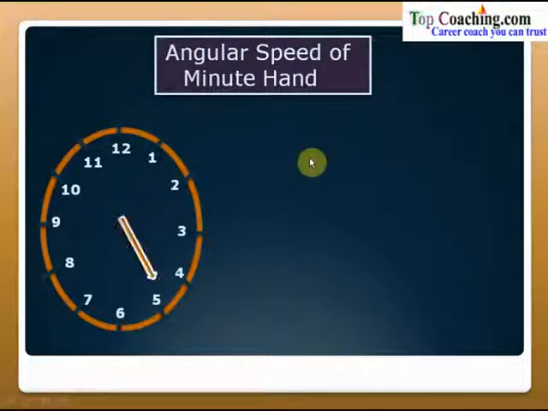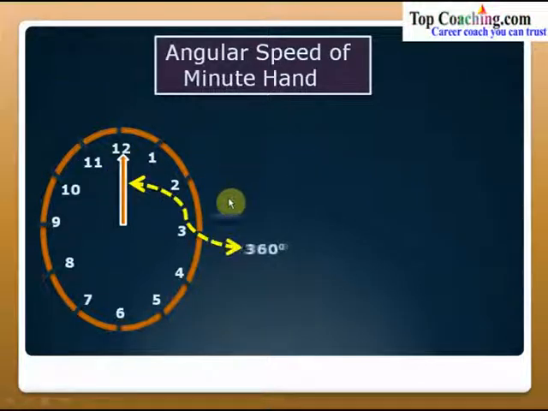Now in 1 hour it covers 60 minutes or it covers 360 degrees. So what we can say is that the minute hand has covered 360 degrees.